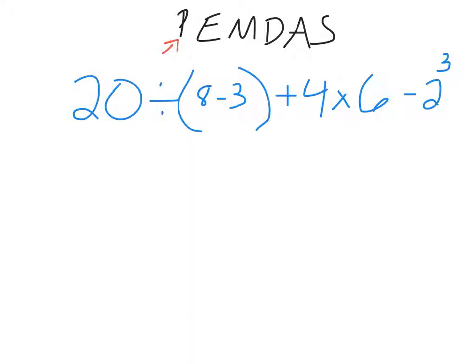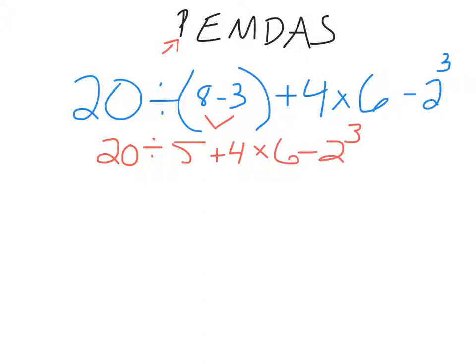We know that 8 minus 3 is going to give us 5. What I suggest to you guys when you have long problems like this is to solve each step one at a time, and then rewrite what you have left. So when calculating that 8 minus 3 to be 5, what I'm left with is 20 divided by 5, there's that answer. And then there's the rest of the problem, plus 4 times 6 minus 2 cubed.